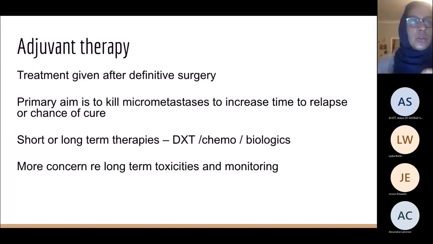And there's no real way of assessing the benefit. There's no biomarker or way of assessing the benefit of that adjuvant therapy, but it can be useful in improving your overall prognosis or survival rate.